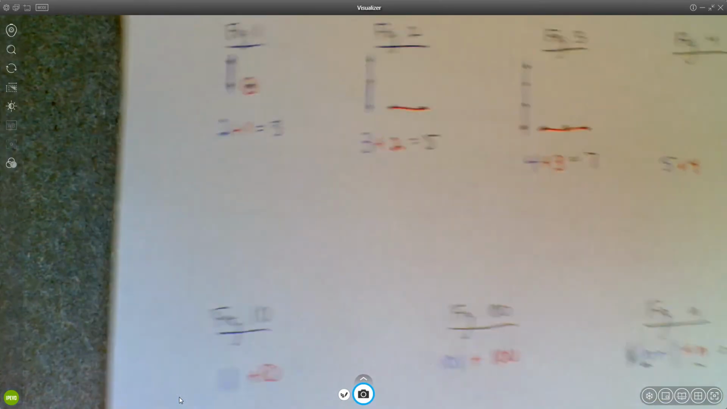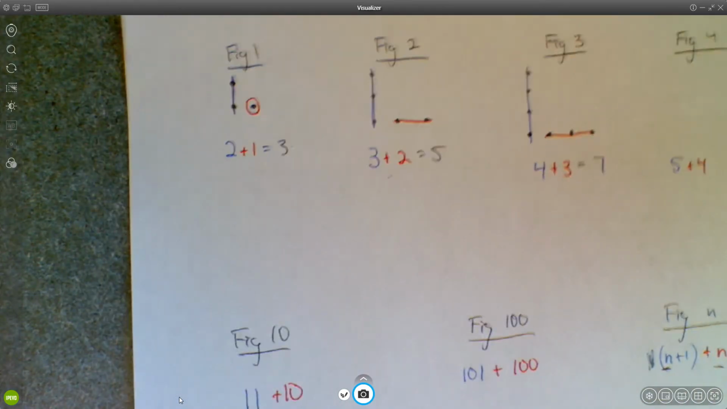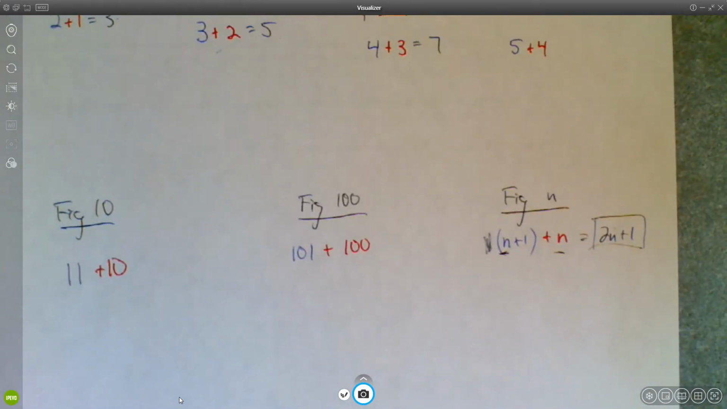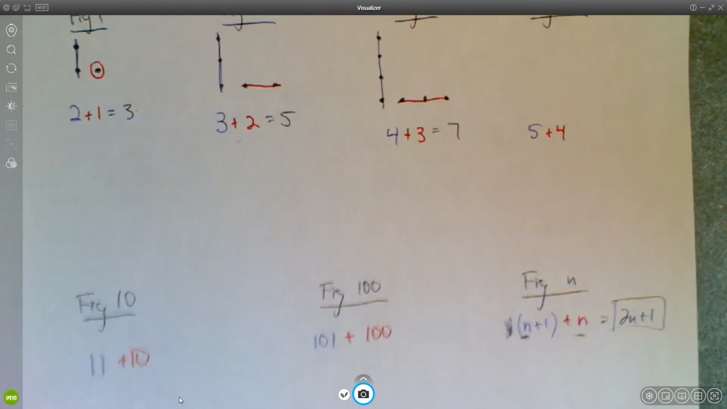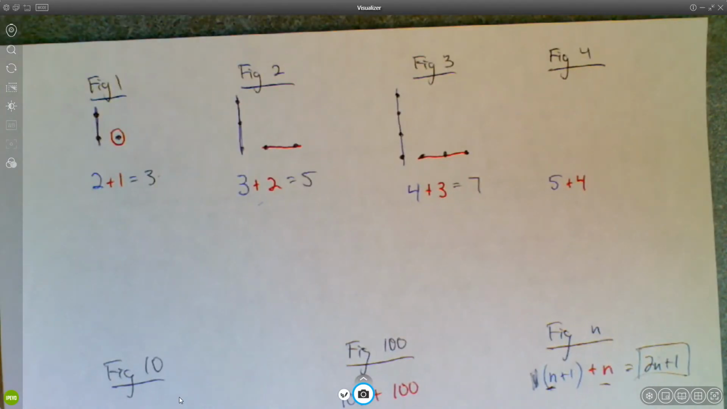This works. So this is really nice, because now if I just sort of spout it off, how many dots are there going to be in figure 57? Well, it's easy, right? You just plug in 57 for n. And that's the power of algebra, right? That's what algebra is really good at. It's really a good way of describing patterns.